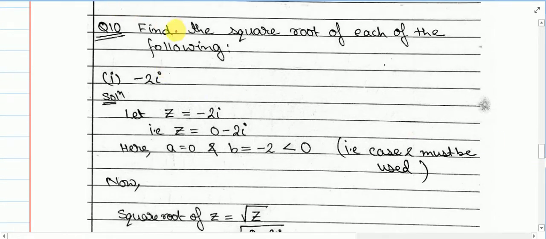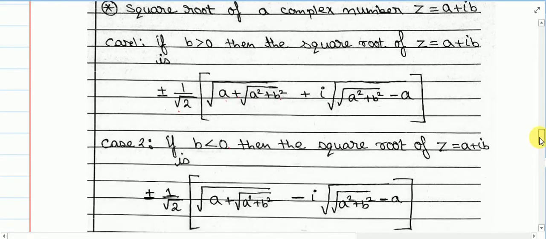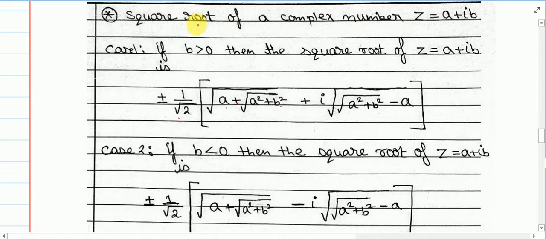So here it says, find the square root of each of the following. So this is your question 10. Find the square root of each of the following. One more thing: whenever you are asked to find the square root of a complex number, make sure that you get that complex number in this form only. If that complex number is not in this form, firstly you need to bring it to this form.